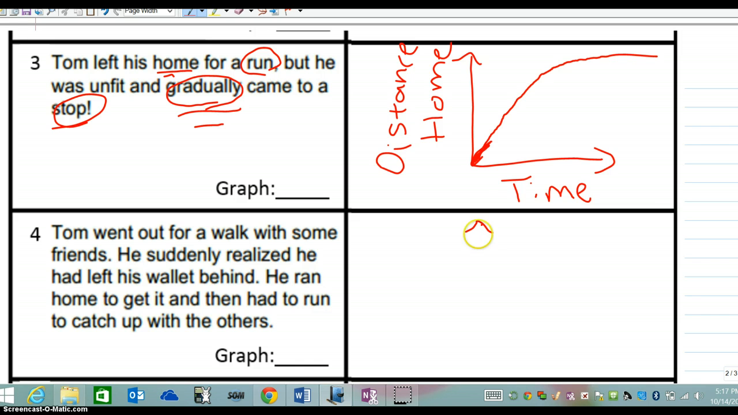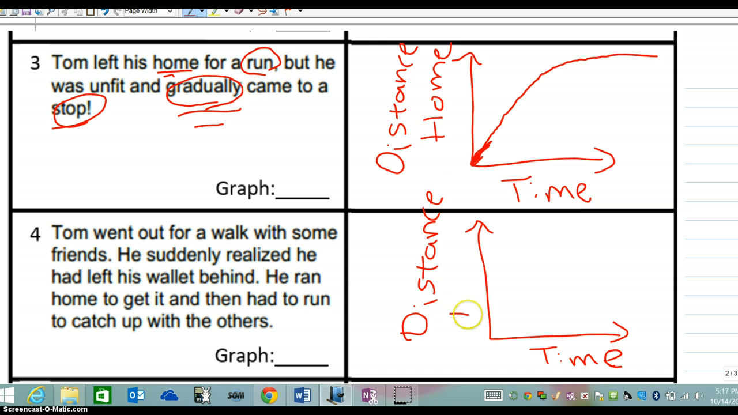Let's look at another scenario. I'm gonna have time and distance from home. Tom went out for a walk with some friends. He suddenly realized he had left his wallet behind. He ran home to get it and then had to run to catch up with the others.